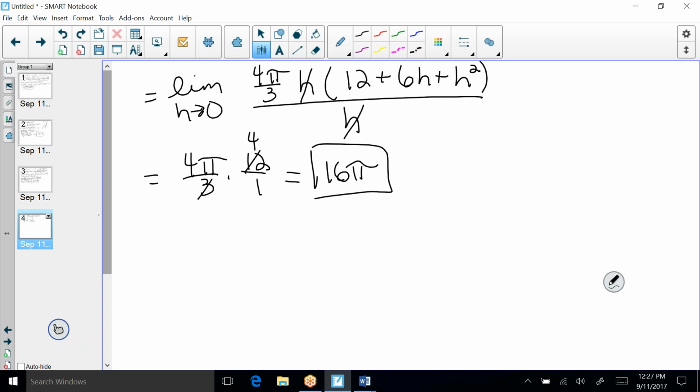How did you just get to 4 pi over 3 times 12? I took the limit. So I took the limit of this thing, which means everywhere that there's an h here, I plugged in a 0. So plug in a 0 here, plug in a 0 here, and that's what's left.